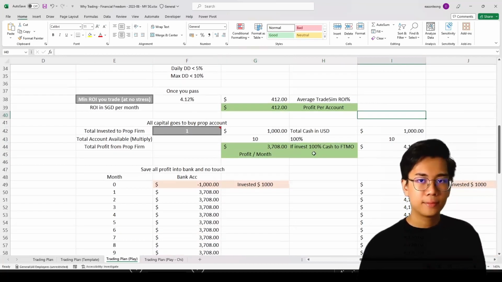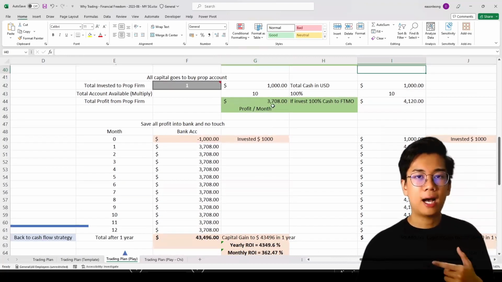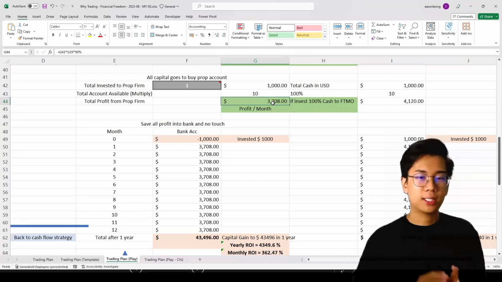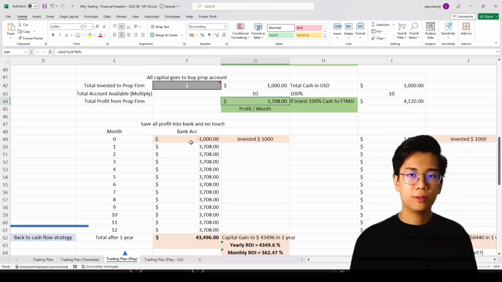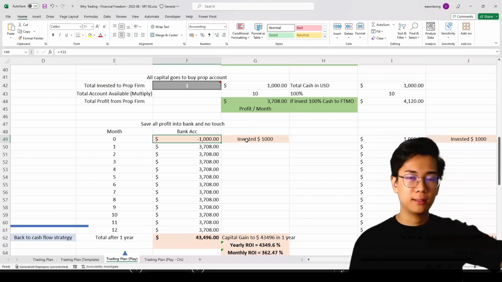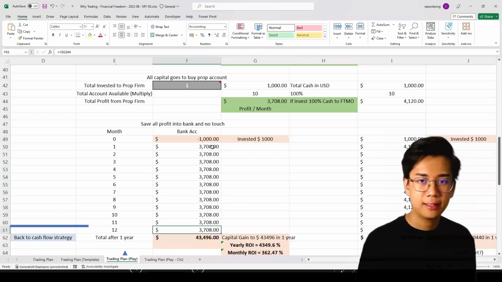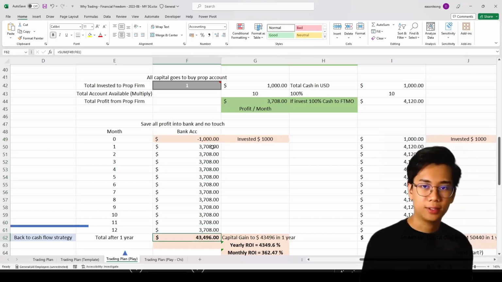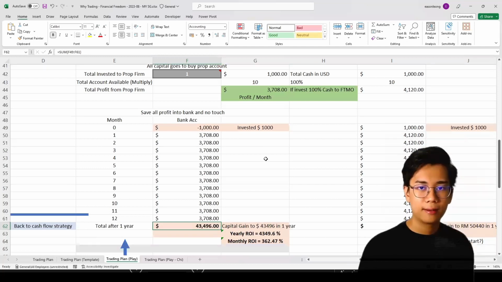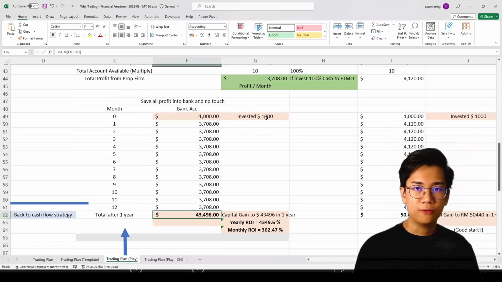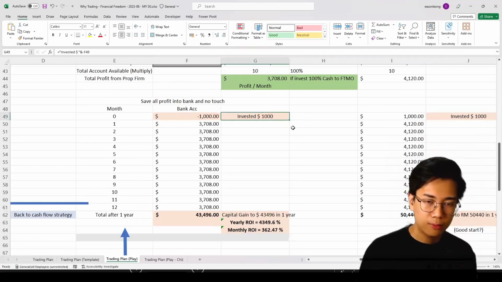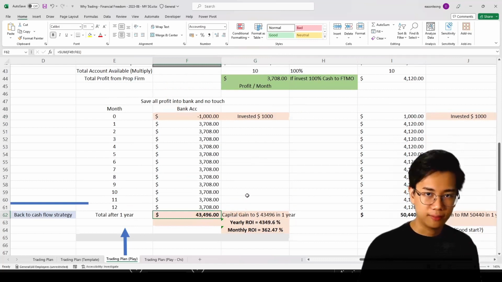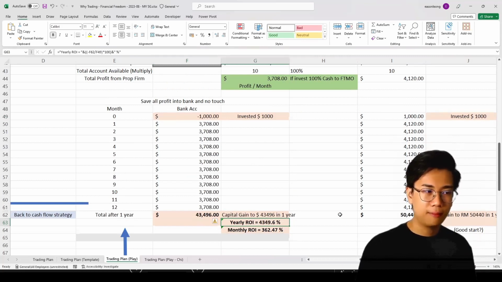And what you're going to do is that after you earn this 3,000, every single month you're just going to save the money. So the first month you invest 1,000 into this deposit. And every single month you earn 3,000, 3,000, 3,000, 3,000, and at the end, 43,400 in the whole year. What does this mean? You invest $1,000, and 1 year later it becomes 43,000. Yearly ROI is 4,003%. Monthly ROI is 362%.